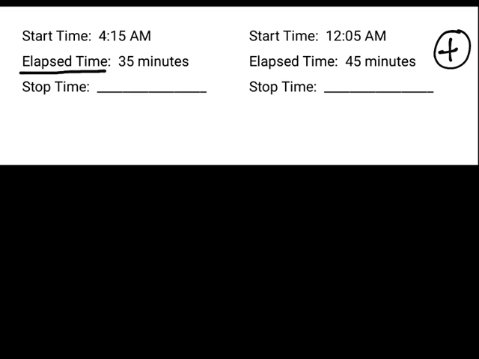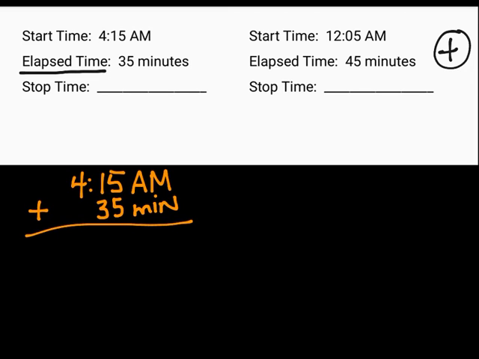So it's really a pretty simple process. You're just going to take the time that you start with, and in this case it's 4:15 a.m., which, folks, is really early in the morning, and then you are going to add on that elapsed time, okay? And these are going to be two fairly easy ones, but something you need to keep in mind is here in the minutes section, you can never have more than 59 minutes because once we hit 60 minutes, it rolls over into the next hour.